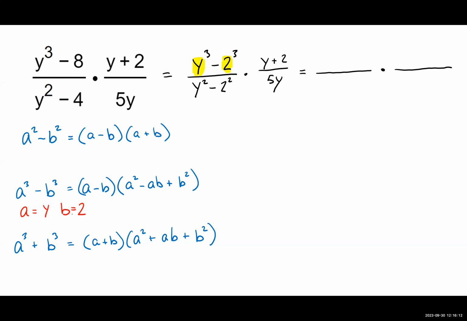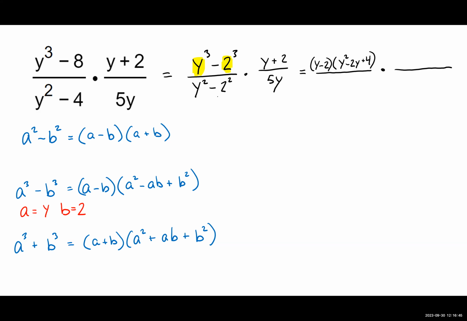So y cubed minus 2 cubed would be y minus 2 times a squared. In this case, the a is the y. So that's y squared minus a times b, y times 2, so minus 2y, plus b squared. In this case, the b is the 2. So that's 2 squared, which is 4. So that's the factored form of the numerator of the first fraction.